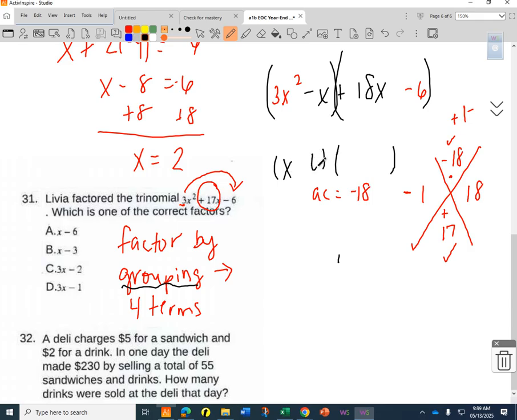It's going to be 6. The sign depends on this. Since this is a plus, it's a positive 6. Does that make sense to me? If that were a negative one, you would pull out a negative 6. How am I going to find this last factor?